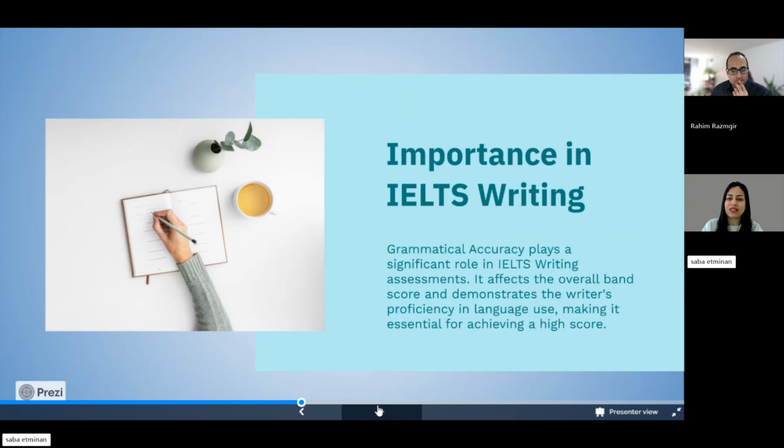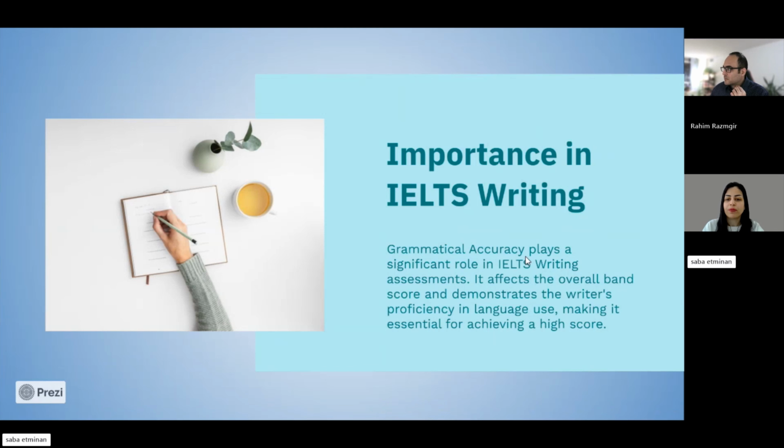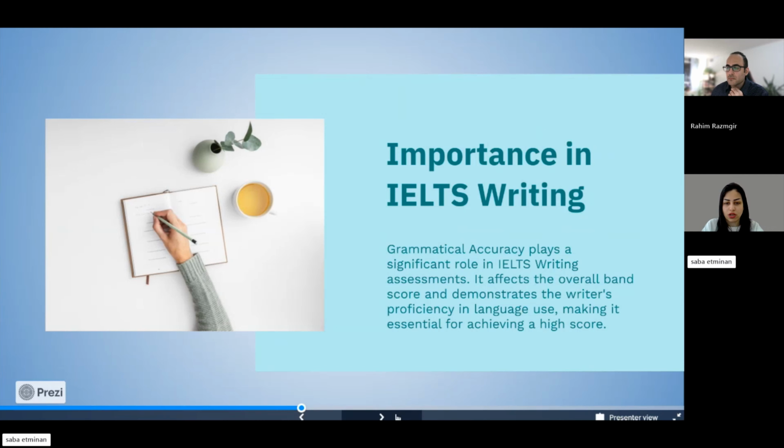First, importance of this in IELTS writing, as we talked about range. Grammatical accuracy plays a significant role here. It affects the overall band score and demonstrates the writer's proficiency in language use. It shows our level of English, making it essential for achieving a higher score, of course.